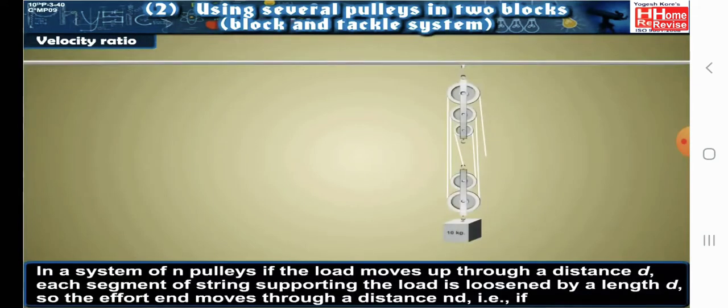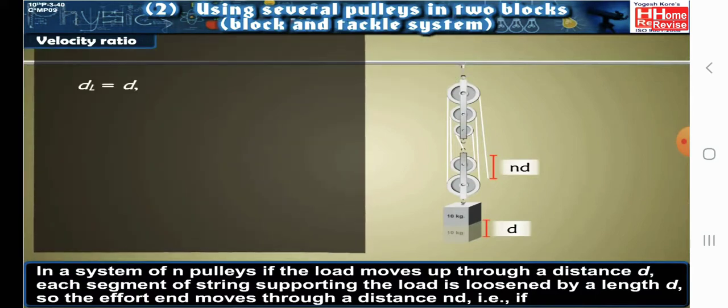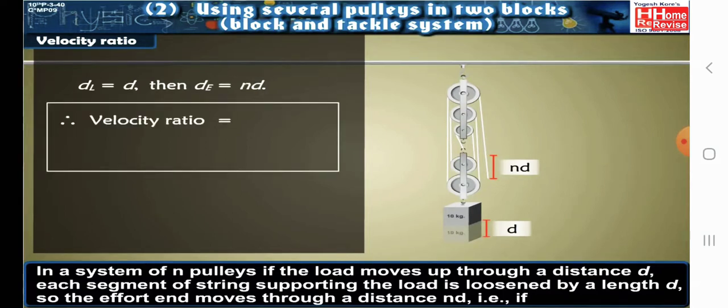Velocity ratio. In a system of N pulleys, if the load moves up through a distance D, each segment of string supporting the load is loosened by a length D, so the effort end moves through a distance ND. That is, if DL is equal to D, then DE is equal to ND. Therefore, velocity ratio is equal to DE upon DL, which is equal to ND upon D, which is equal to N. Let this be equation 24.